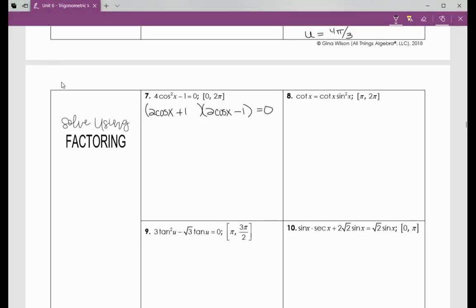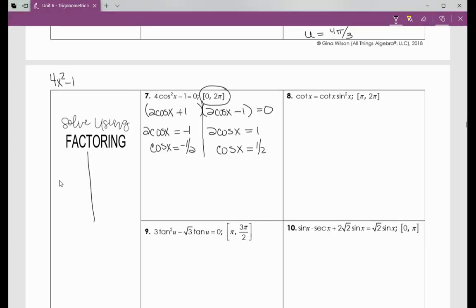This is a difference of squares. It is no different than 4x squared minus 1. The only difference is it's not just x squared, it's a cosine x squared. So now I'm going to take each factor and solve them separately. I am on a restricted interval, so I have limited answers. So 2 cosine x equals negative 1, cosine x equals negative 1/2. Second factor, I get 2 cosine x equals 1, and cosine x equals positive 1/2.